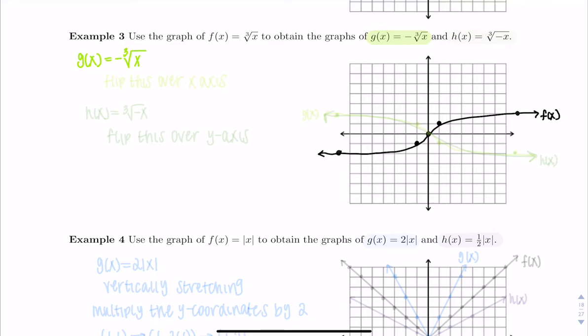So the negative on the outside means that you're going to flip it over the y-axis. I'm sorry, the x-axis, because the negative is on the outside. So go ahead and flip this over the x-axis.